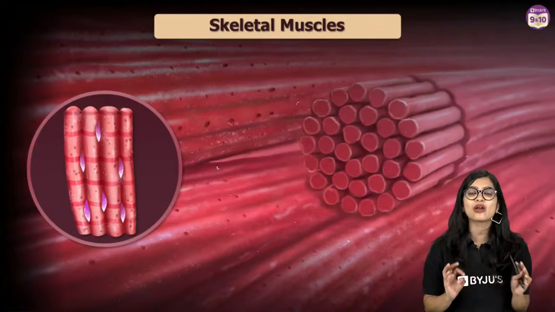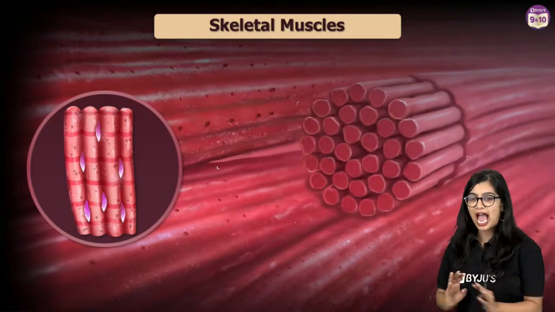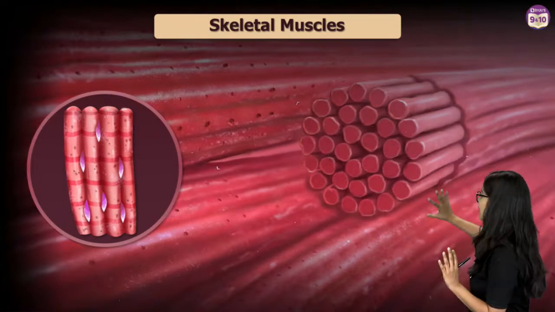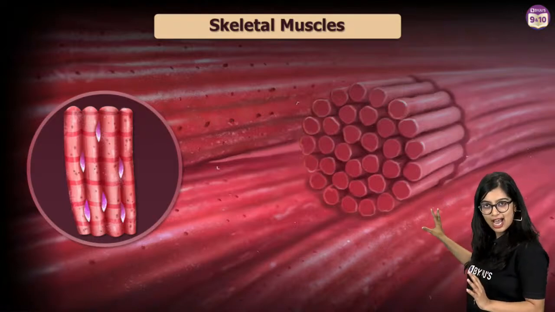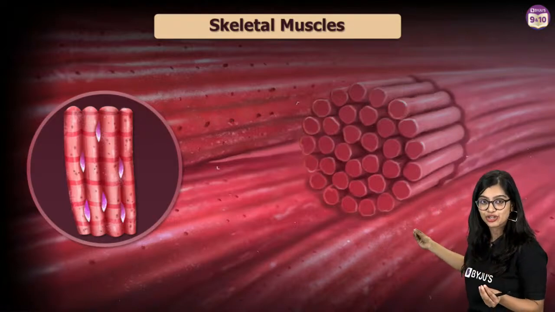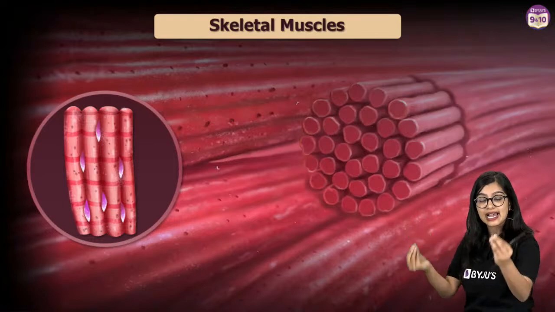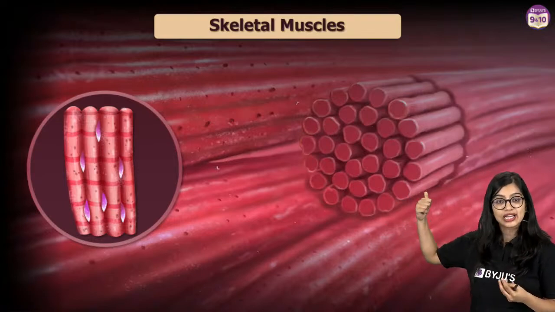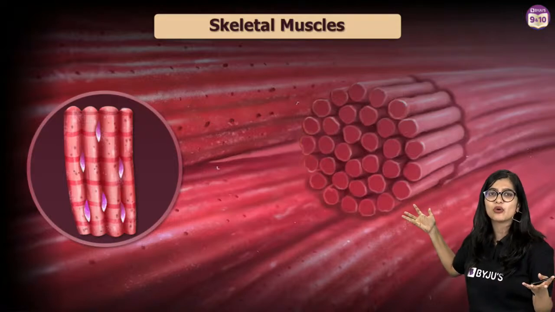Now I want you to take 1 minute of time and see this. Just see what you see right behind me. This is exactly how our muscles are arranged, right? So if you see, the cells of our body that make up our skeletal muscles look something like this. What do they remind you of?